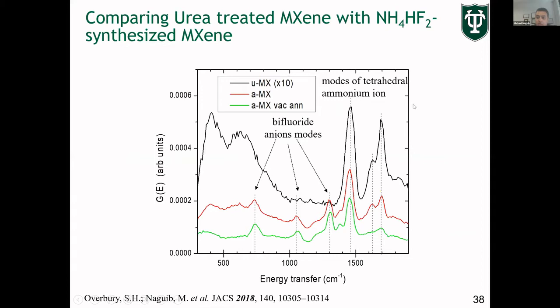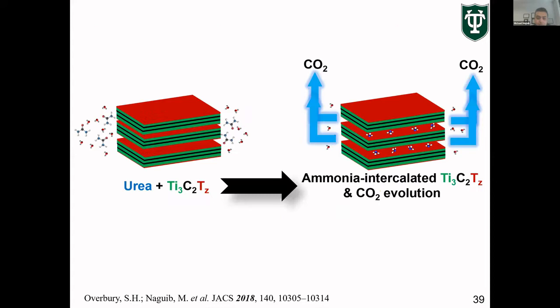We got almost the exact same result. I'm comparing now the black and red. You see here the main peaks around 1400 and around 1700 exist in both cases. The only extra peaks we see in the ammonium bifluoride etched MXene are related to the bifluoride anions. So this suggests that what we have intercalated between the layers is actually NH4+ and NH3, not really urea in our case, when we did this at 63.